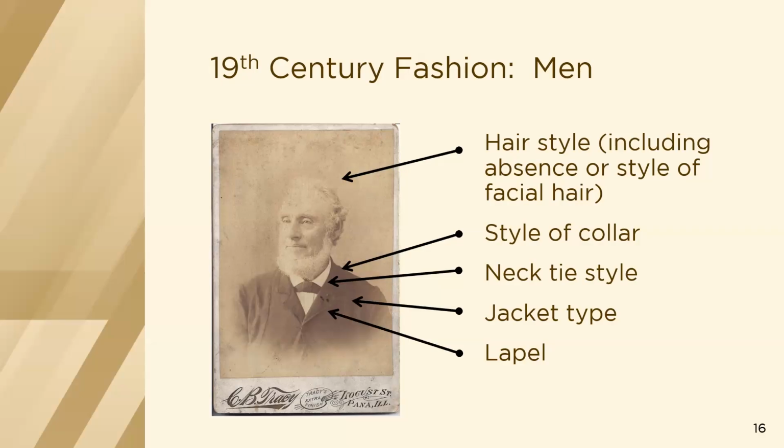Do they have bow ties? Bow ties are a certain era also. And the jacket type, which buttons quite a way up compared to some of the jackets. And the lapel, so it's a medium lapel. You're able to see that. And of course, the studio is down here, which you can read better than I can here. But that's something that you can look at.